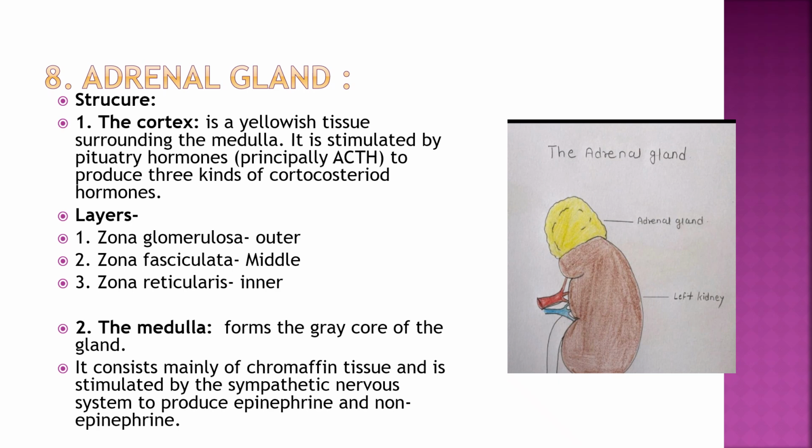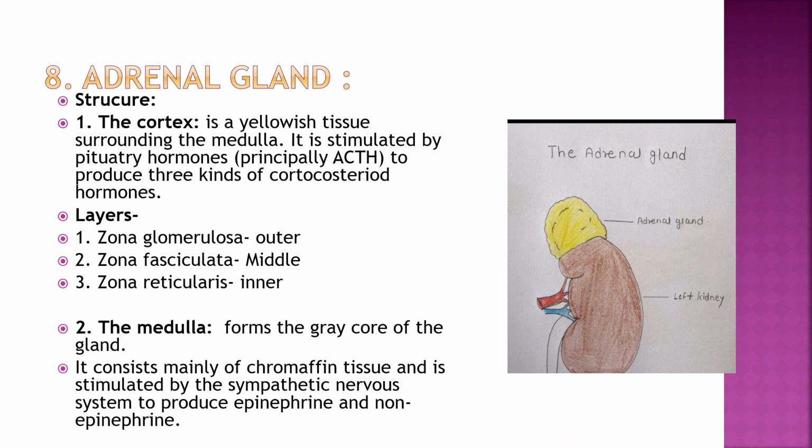Structure of the adrenal gland: it has two parts, outer cortex and inner medulla. The cortex is a yellowish tissue surrounding the medulla, and it is stimulated by the pituitary hormone ACTH, adrenocorticotropic hormone, to produce the adrenal gland hormones. The layers of the cortex are three: the outer layer is called zona glomerulosa, the middle layer is zona fasciculata, and the innermost layer is the zona reticularis. They secrete the adrenal gland hormones, also called corticosteroid hormones.